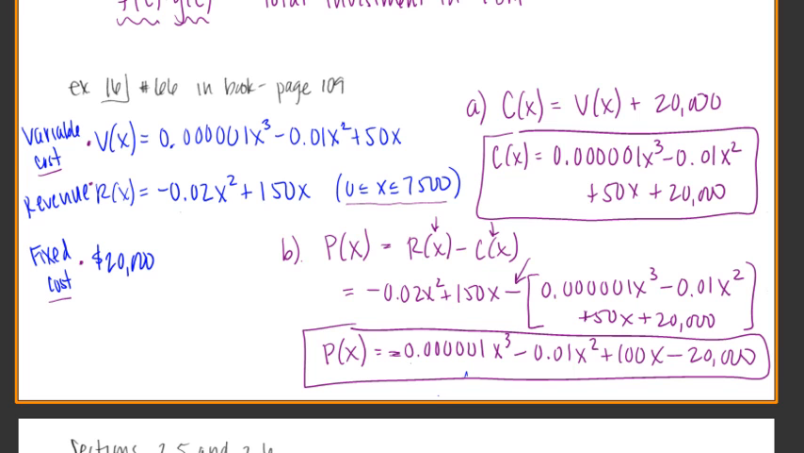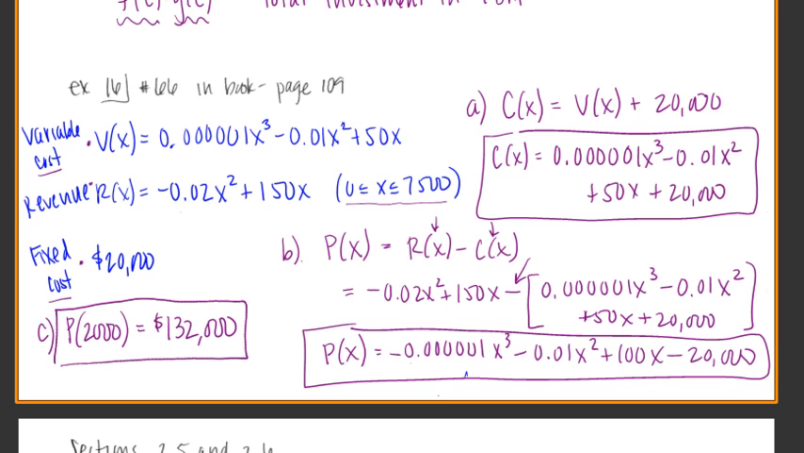And last but not least, just to finish this up, it says, what's the profit if 2,000 units are produced and sold each week? So part C says, what's the profit when X equals 2,000? So just plugging that into the equation we just got for part B, plugging 2,000 in for the X cubed, then the X squared, then the X. And what I get is an overall profit, when I try this out myself, of $132,000.